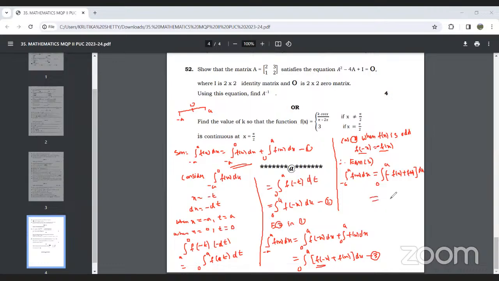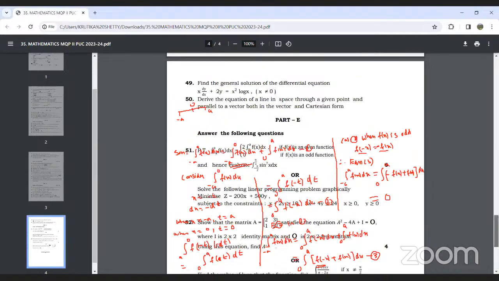it will be equal to 0. So in case 2, when it is an odd function, it will be equal to 0, and when it is an even function, it will be equal to 2 times the integral from 0 to a of f of x dx. So this is the property which we have proved.